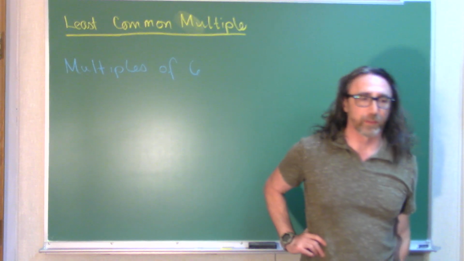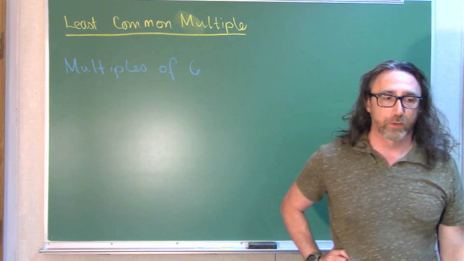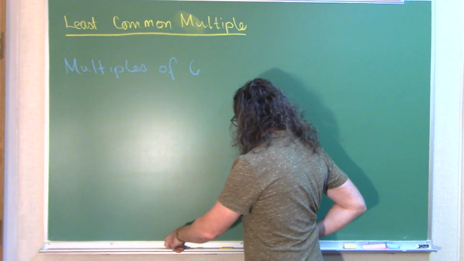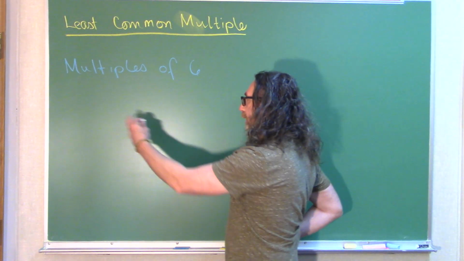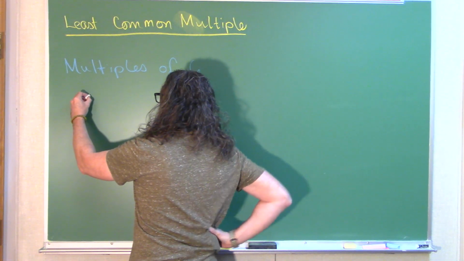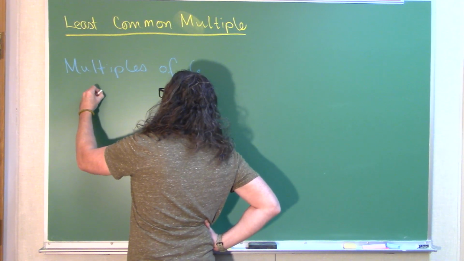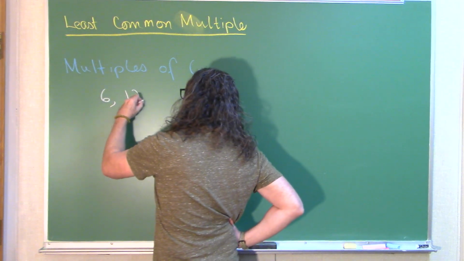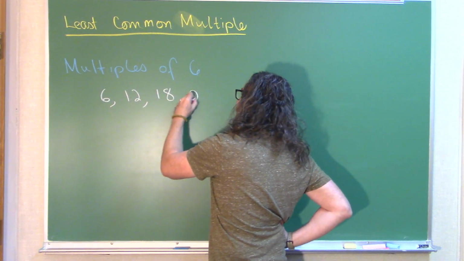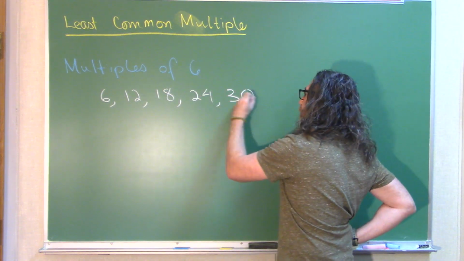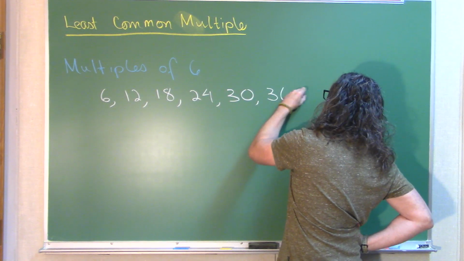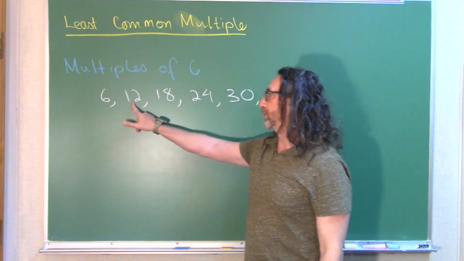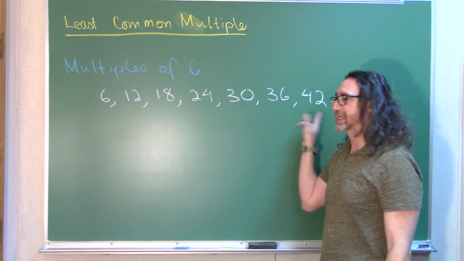It's probably easiest if I explain this with an example. So suppose I wanted to talk about multiples of 6. I'll write out the first 7 multiples of 6. So we start with a 6, 12, 18, 24, 30, 36, 42. So what did I say? First 7 multiples of 6? 1, 2, 3, 4, 5, 6, 7.